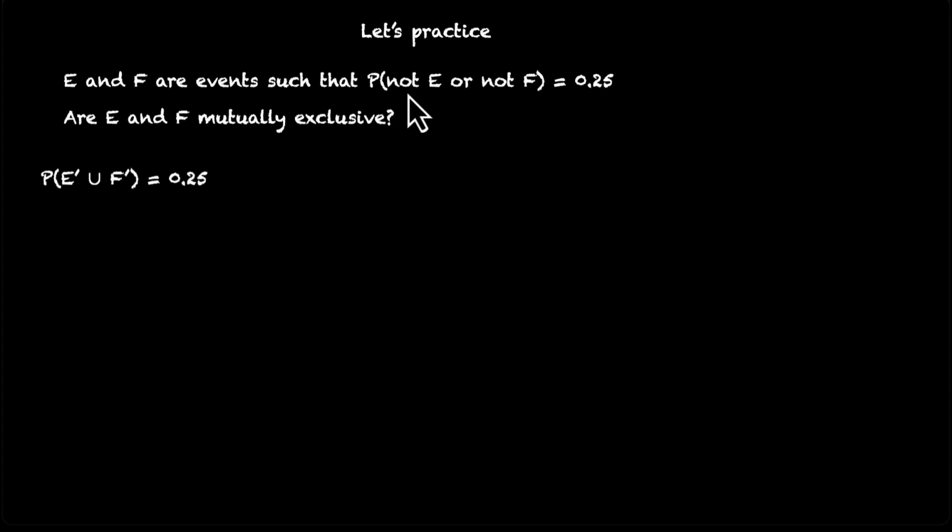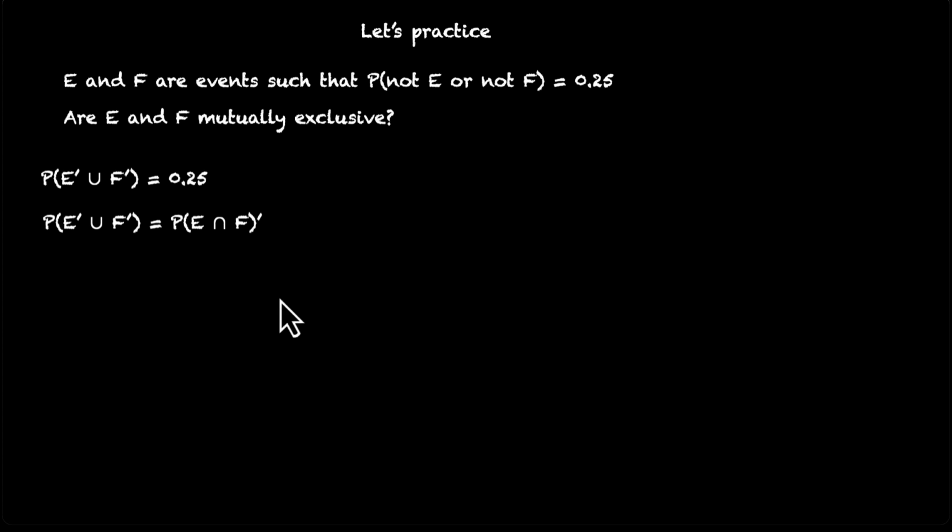We're given probability of not E, which is E dash, not F, which is F dash, and OR, which means union of both of them. So we're given probability of E dash union F dash, that's 0.25. And again, we're going to do some manipulation. I claim that probability of E dash union F dash is the same as probability of E intersection F dash. And again, all of this is coming from the chapter sets.